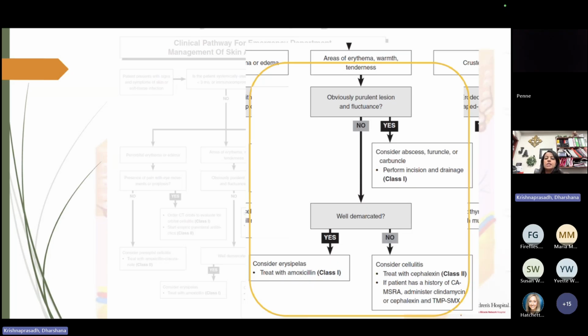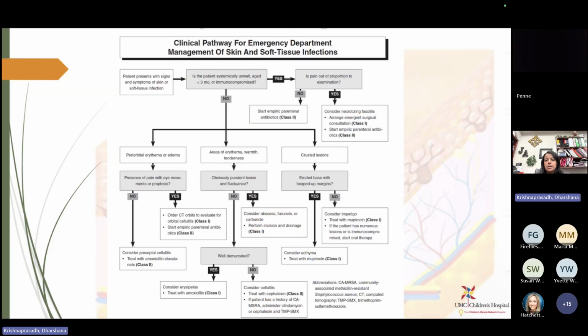Moving on to the next condition, if there are areas of erythema or tenderness, then is it clearly demarcated versus not? If it is well demarcated, then it's more erysipelas and can be managed with PO antibiotics. If they're not well demarcated and have streaking, more of a cellulitis appearance, then you may want to broaden the antibiotic choices for these patients.